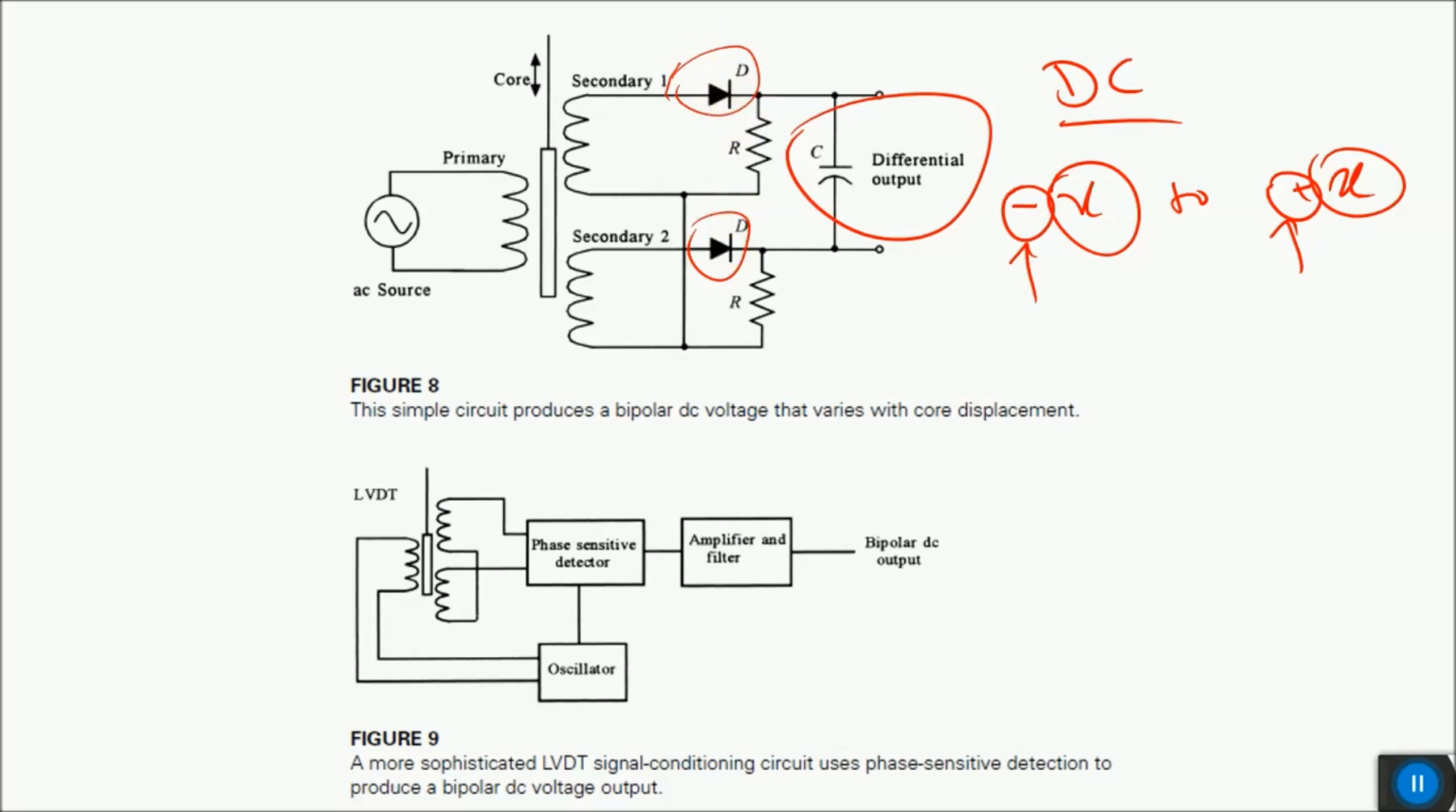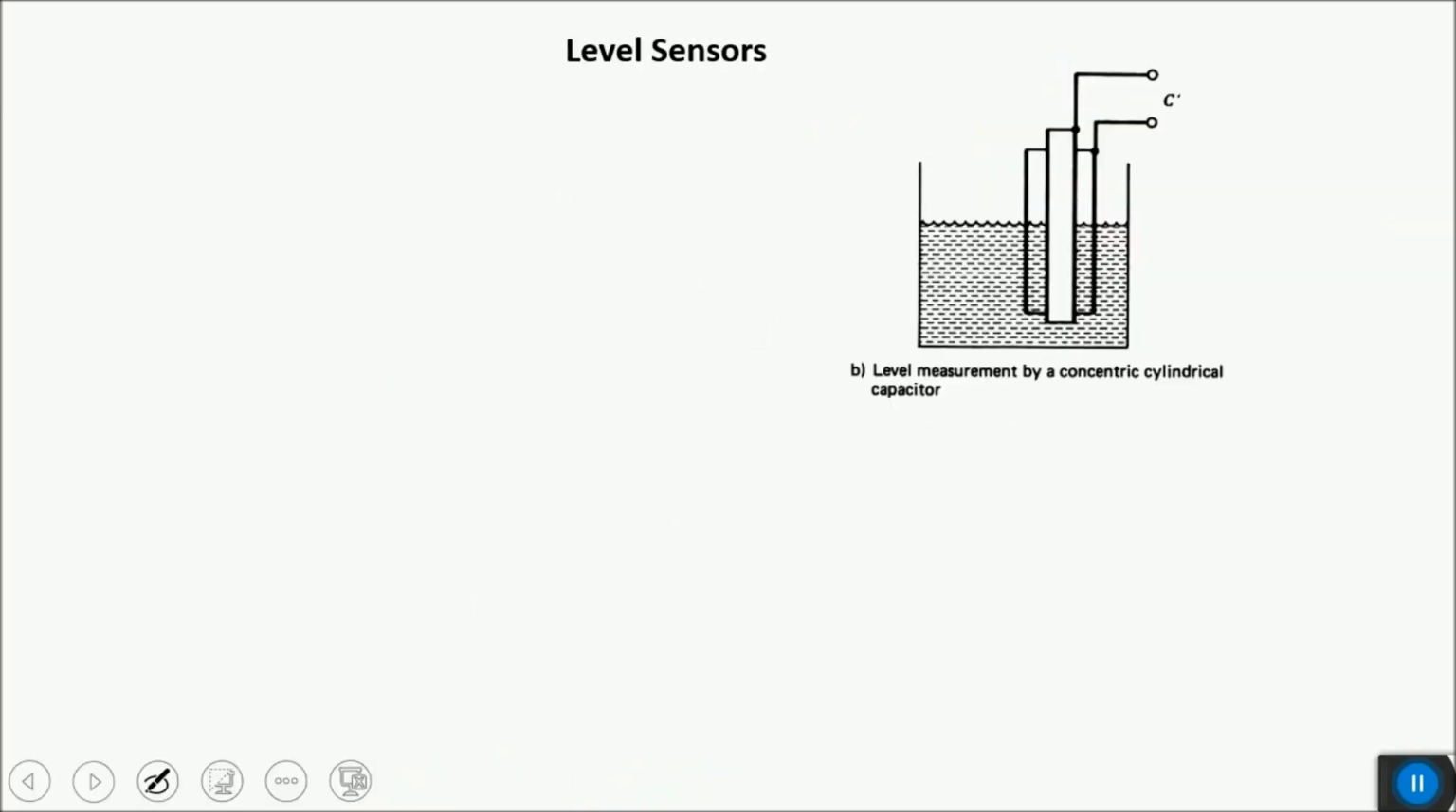So these were the displacement sensors: different types of resistive, capacitive, inductive, and magnetically coupled displacement sensors. Let's move on to other types of sensors, that are level sensors.